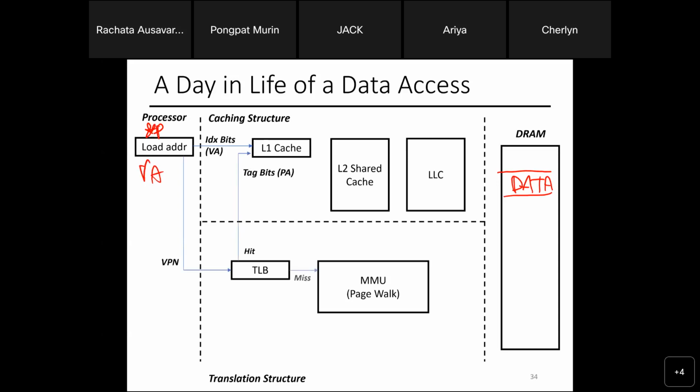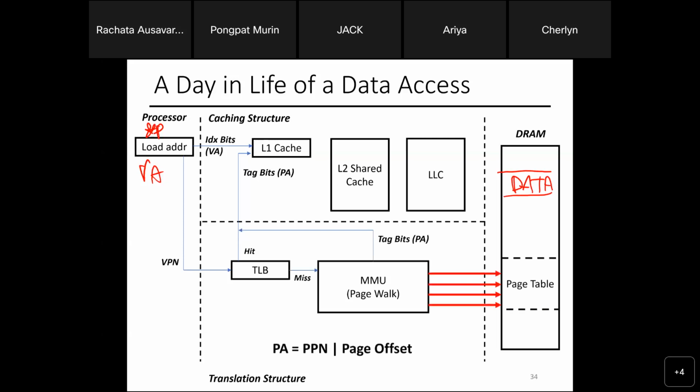If I miss in the TLB, now here comes the problem. MMU takes over, and it starts going through the page walk levels. The reason why it's a big red arrow is that these are long processes. You take a lot of time to access the page table. Now you finally have the physical address. With the physical address, you can check the L1. If it's in L1, you go back to the CPU and return the data.